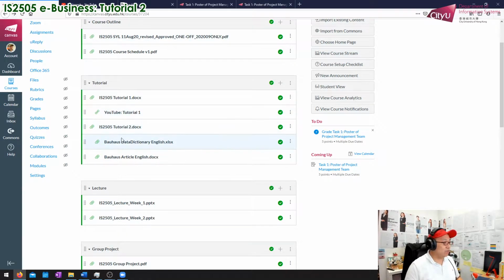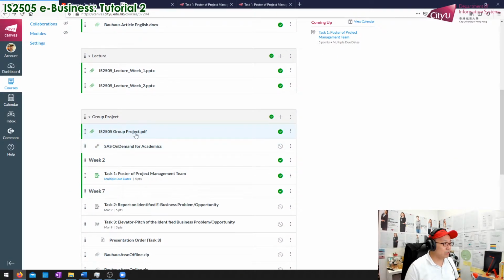Now these are the files that I'm going to talk about. This is tutorial 2.docx. We will talk about CRISP-DM, the first 2 steps, and we also have this Excel file and this document file here. So these are the 3 files that we will be covering very soon in this tutorial. Also, in case you need, you can download this group project.pdf, which includes the requirements for you to complete a group poster.